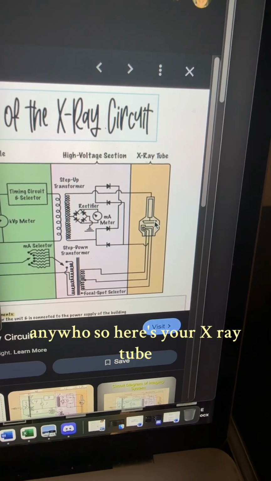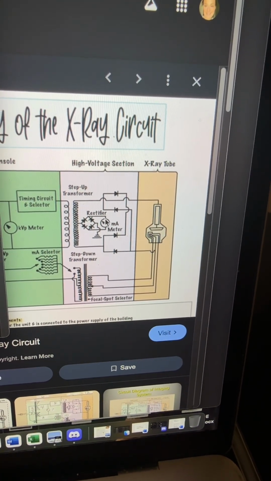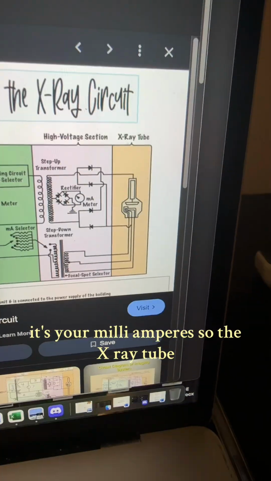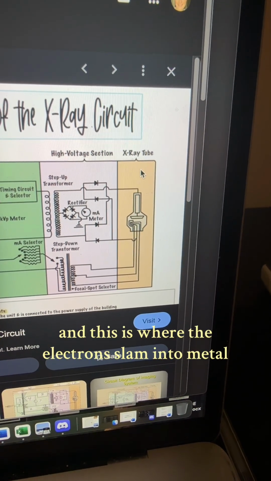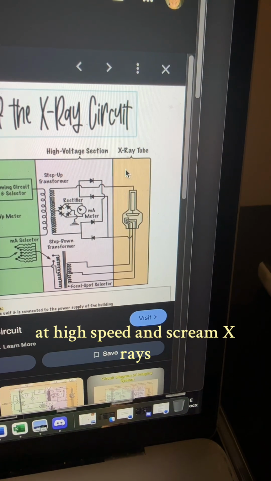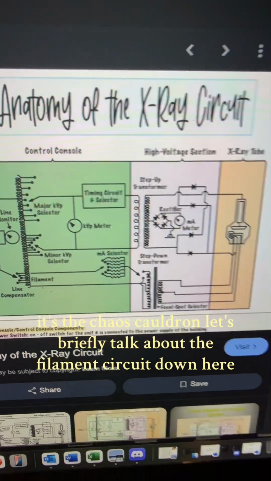Anywho, so here's your X-ray tube. The MA meter just says how much of that voltage is in amperes, because that's what your mass is, right? It's your milliamperes. So the X-ray tube only uses direct current, and this is where the electrons slam into metal at high speed and scream X-rays. It's the chaos cauldron. Let's briefly talk about the filament circuit down here.